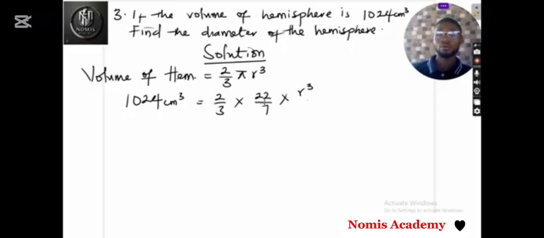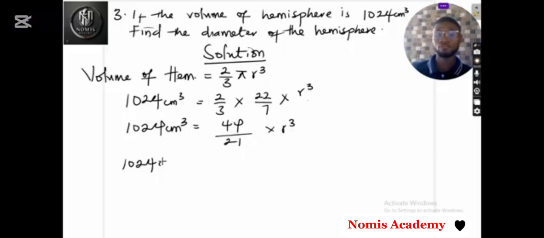So in this case, we are going to divide both sides by this. Okay, let's make it 1024 centimeter cube is equal to 44 over 21, and that makes it simpler, multiplied by r cube. So by the time we take this to the other side, it becomes division, right? It is joined together with r cube by multiplication. So it becomes 1024 centimeter cube over 1 divided by 44 over 21 equals r cube.